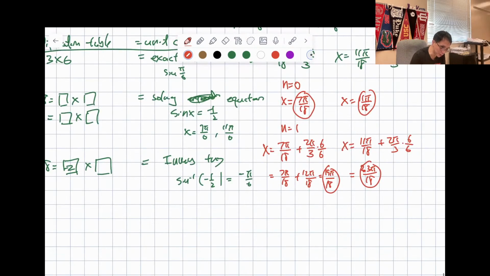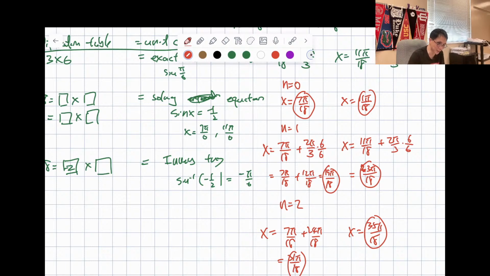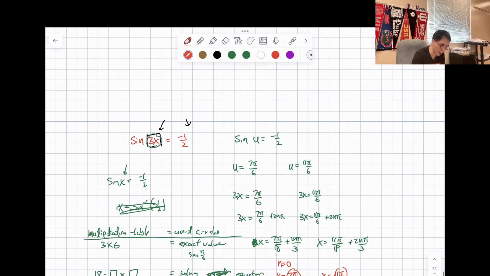Now I'm going to say n equal to 2 as well. So n equal to 2 is x equal to 7 pi over 18 plus 24 pi over 18. So that's equal to 31 pi over 18. And x equal to 11 pi over 18 plus 24 pi over 18, that's 35 pi over 18. So there are 6 answers. So the rule of thumb is if you have 3x here, that means there are 6 solutions.